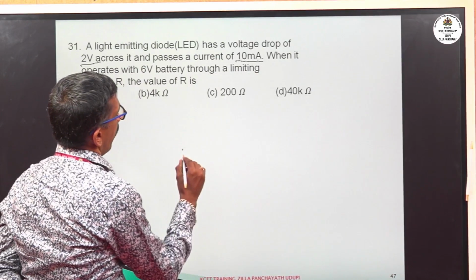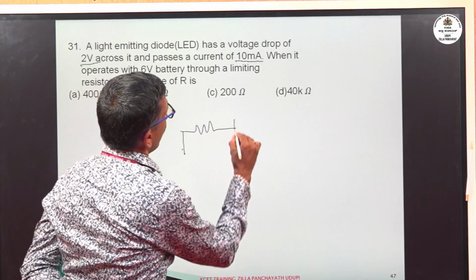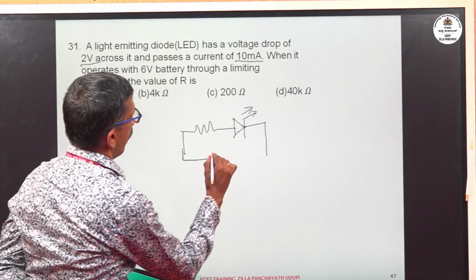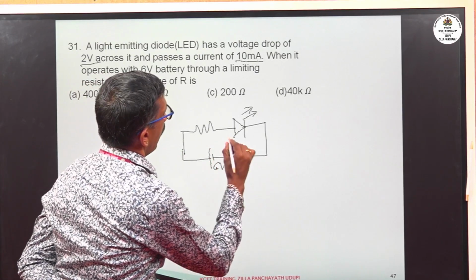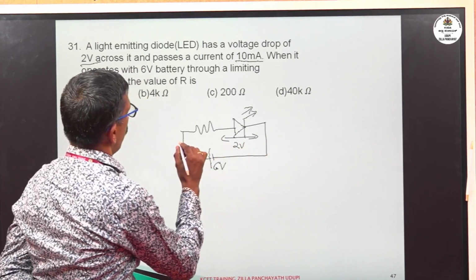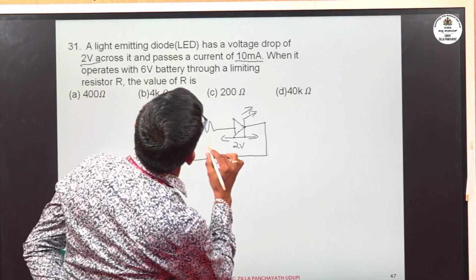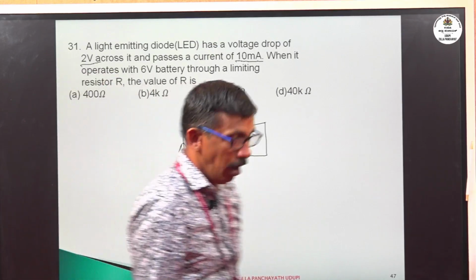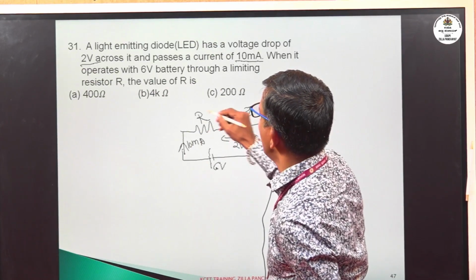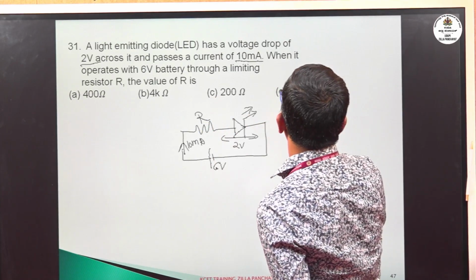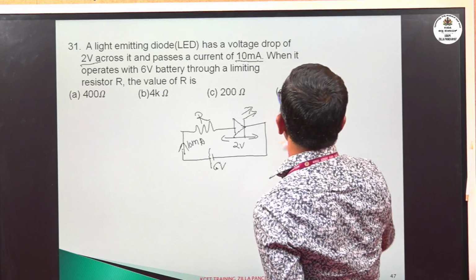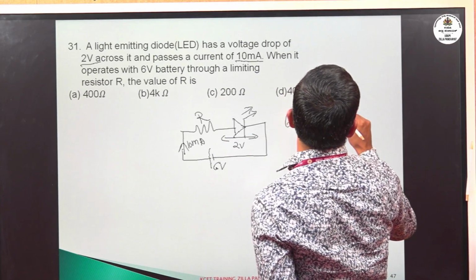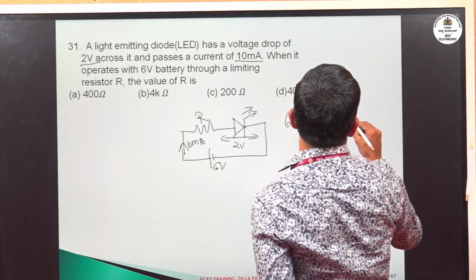Here this is the limiting resistor, this is the light emitting diode, connected to 6 volt. Here the voltage drop is given as 2 volt, and the current through the diode is 10 milliampere. Let R be the resistance of the current limiting resistor. By using Ohm's law, total voltage EMF E is equal to current 10 milliampere into resistance R plus 2 volt.